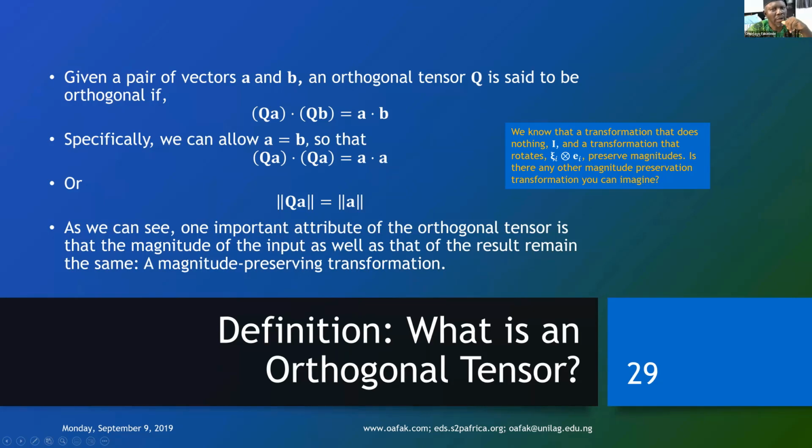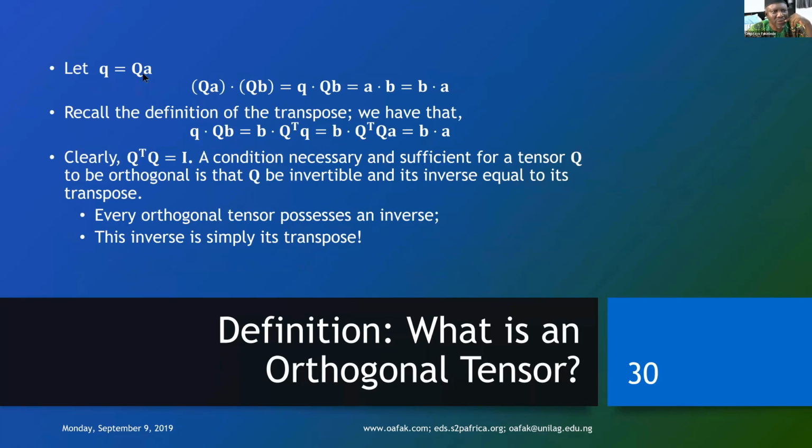So let Q be an orthogonal tensor. From this expression here, in these two lines, we prove that Q^T Q, if we operate Q on its transpose, you get the identity. So Q is not the identity, but the composition of Q^T with Q gives you the identity. That is proved on these two lines.